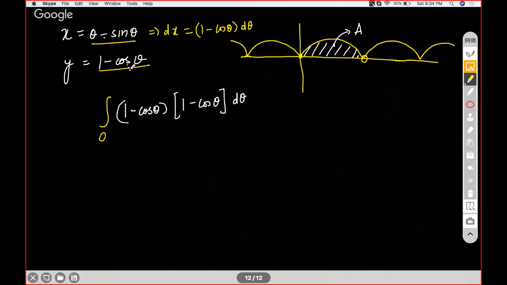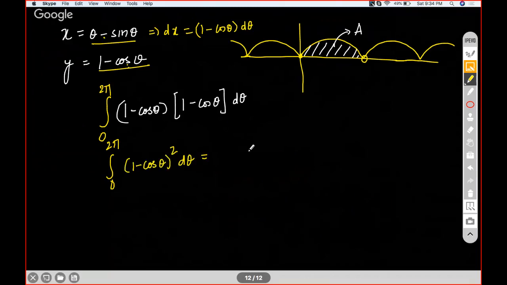Now this is a point where y is 0 only. So cos theta has to be 1 there. Exactly, so it has to be 2 pi. Correct. Got it? So now this becomes the integral of 1 minus cos theta the whole square d theta.